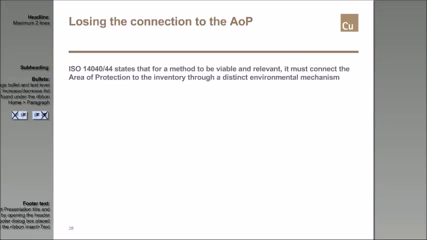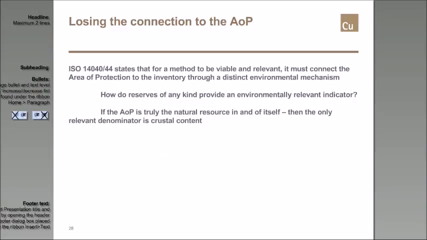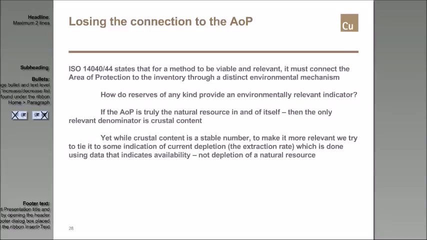And so essentially, 14044 states that for a method to be viable and relevant, it must be connected somehow to the area of protection. But how do reserves provide any kind of an environmentally relevant indicator? If the AOP, or the area of protection, is truly the natural resource in and of itself, then the only relevant denominator is crustal content. Yet while crustal content is a stable number, to make it more relevant, we try to tie it to some indication of current depletion, which is that extraction rate you saw earlier in the calculation. But that's done using data that measures availability, not how much is in the fixed stock.